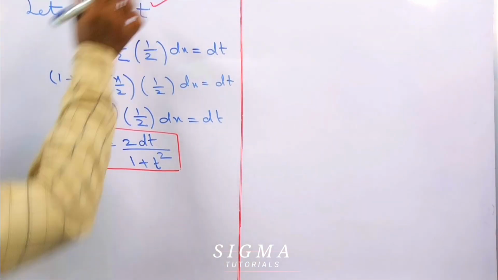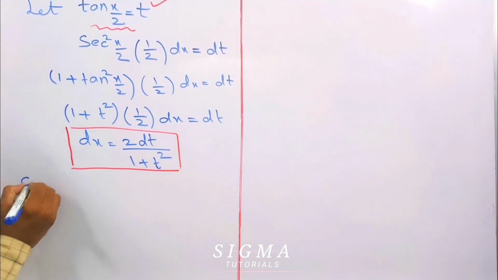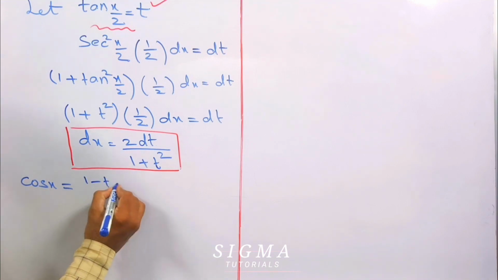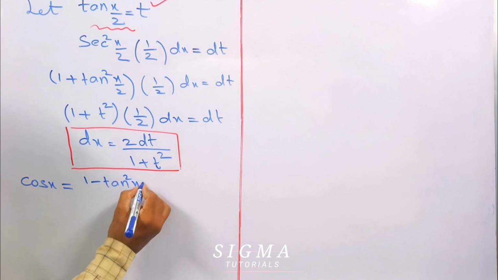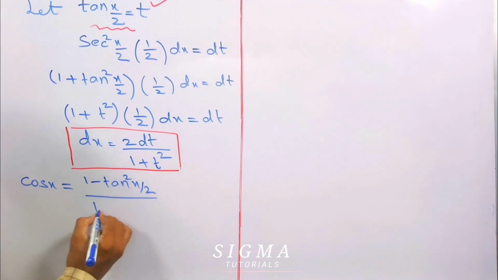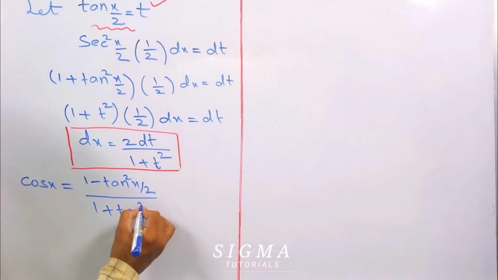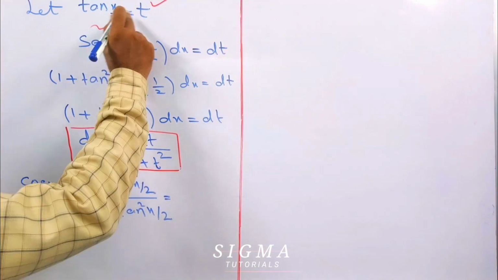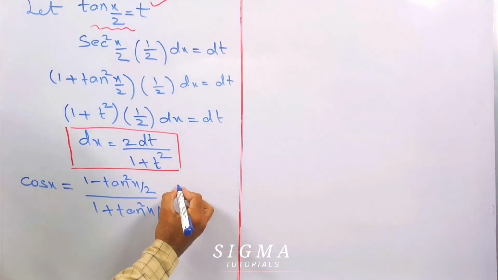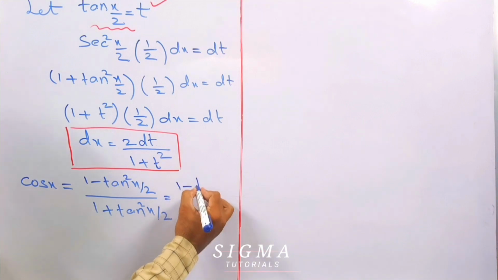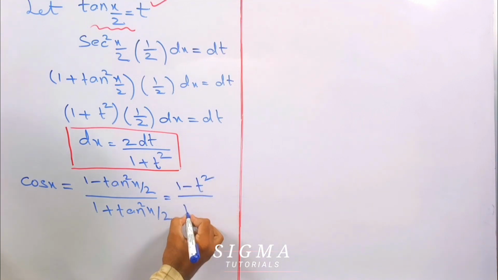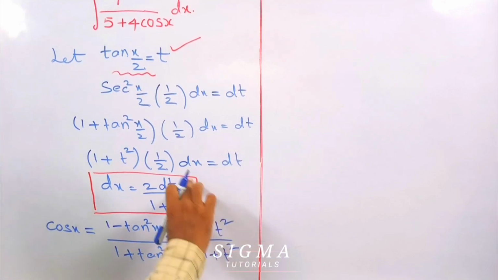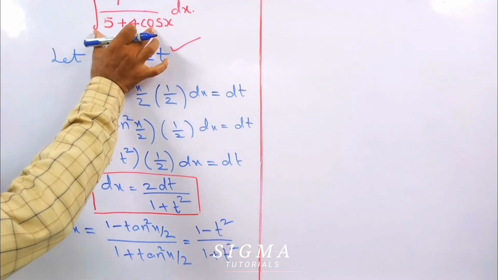Since we have this cos x also in the question, now we will take the formula of cos x equals 1 minus tan square x by 2 upon 1 plus tan square x by 2. In place of tan x by 2, I will write t. So it will be 1 minus t square by 1 plus t square. Now these values we will substitute in our main integration question.